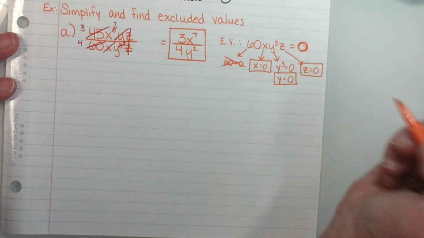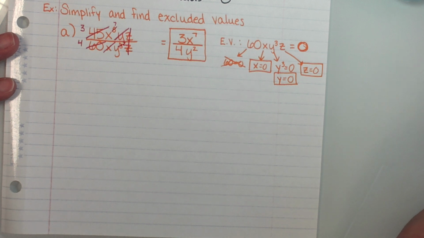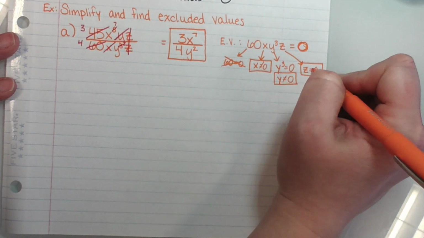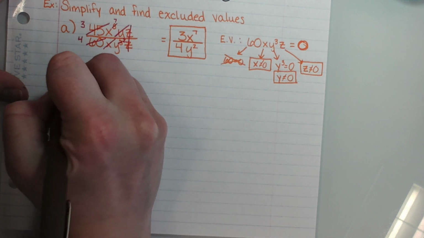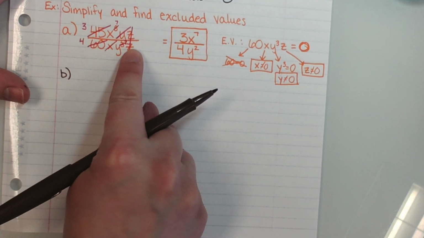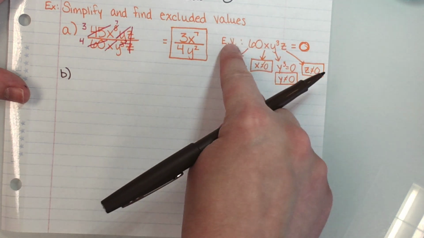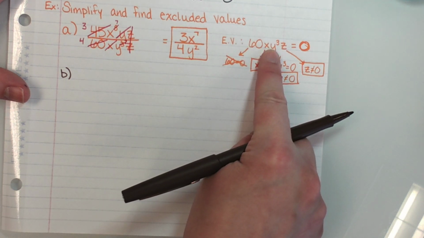But there's one slight shift we have to do. Excluded values are what it's not allowed to be equal to. I don't want equal signs. I want not equal signs. Change them to not equals. My excluded values are that x is not allowed to be equal to 0, y is not allowed to be equal to 0, and z is not allowed to be equal to 0. So, this is the beginning of simplifying rational expressions. If there's no addition or subtraction, just simplify in pieces, and to find excluded values, set the original denominator to 0 and solve.